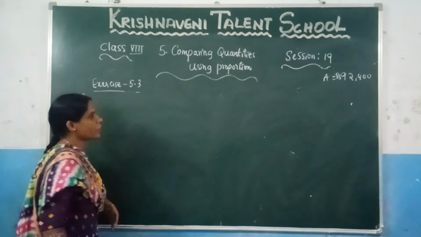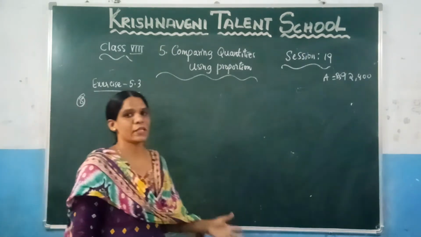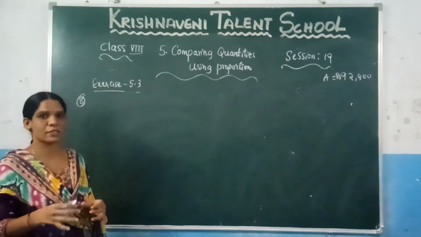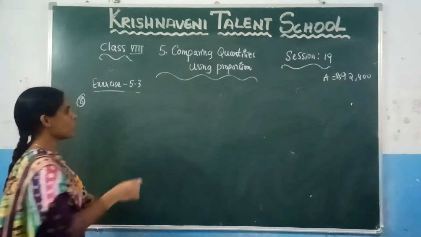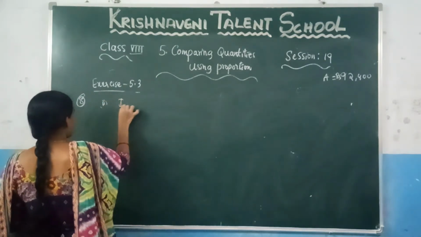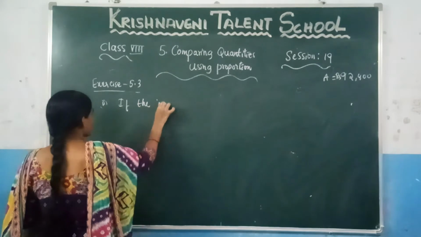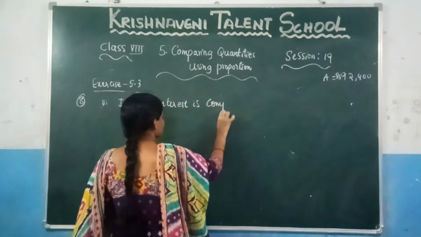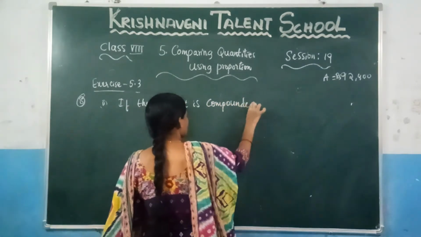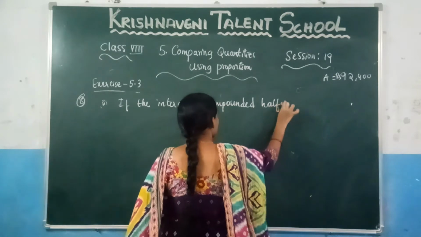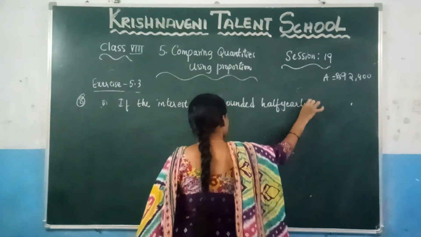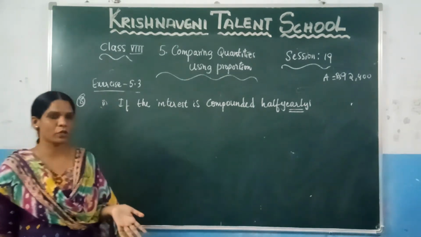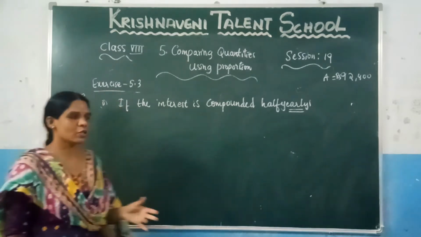So up to now we did not get any problem with the interest compounded half yearly. So let us learn how to calculate if the interest is compounded half yearly, quarterly, like that. Now let us see the second one, what we need to calculate if the interest is compounded half yearly. You will get one more amount. Just you need to subtract those two.